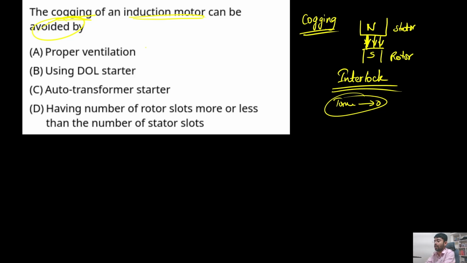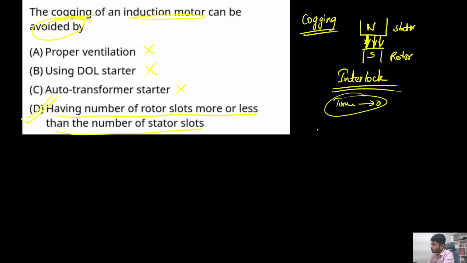So proper ventilation, no. Using a DOL starter, no. Auto transformer starter, no. So by having the number of rotor slots more or less than the stator slots, this is the correct answer, option D.